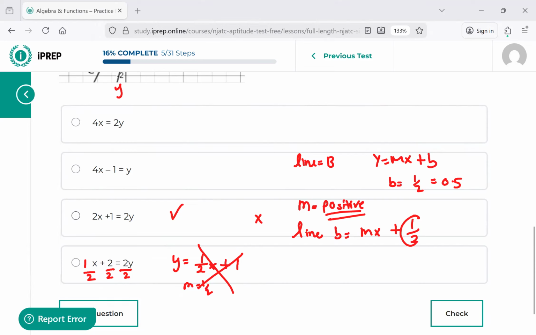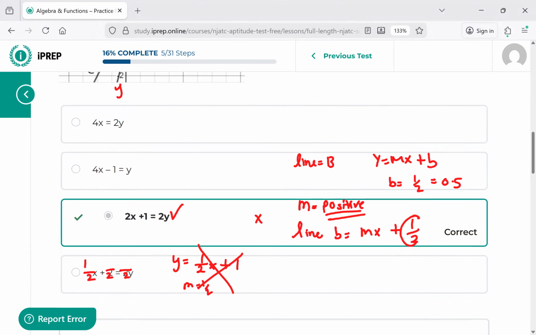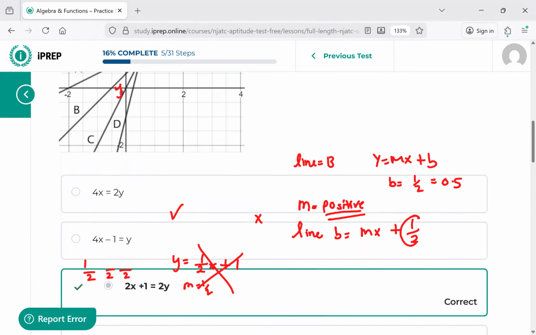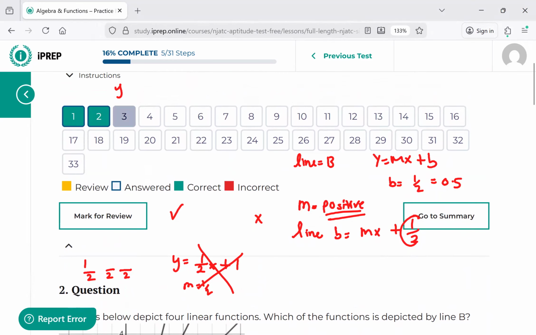Okay, so let's try. Correct. Okay, let's move on to 3.